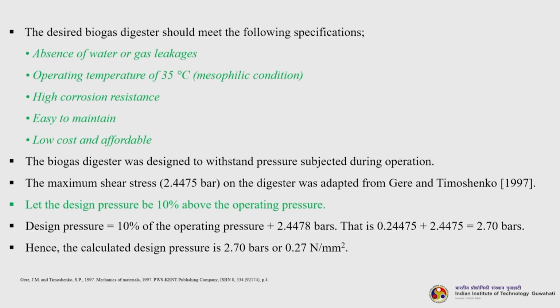Okay. Let the design pressure be 10% above the operating pressure, that is what is basically recommended by the designers. So, design pressure equals 10% of the operating pressure plus 2.4478 bars. So, that 2.4478 is the maximum shear stress. Okay. So, that is 2.7 bars, right. Hence the calculated design pressure is 2.7 bars or 0.27 Newton per mm square.